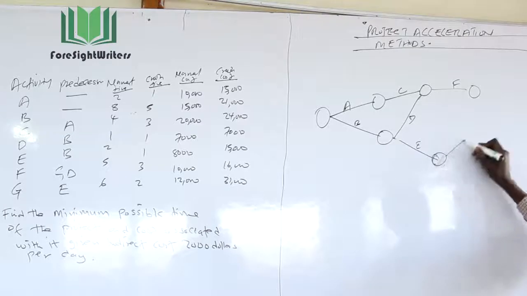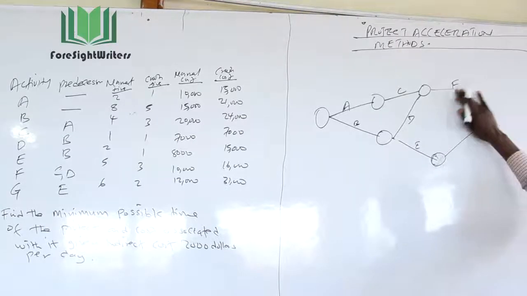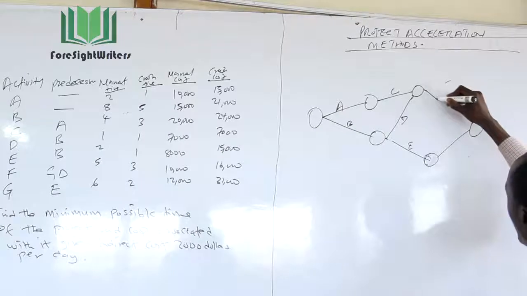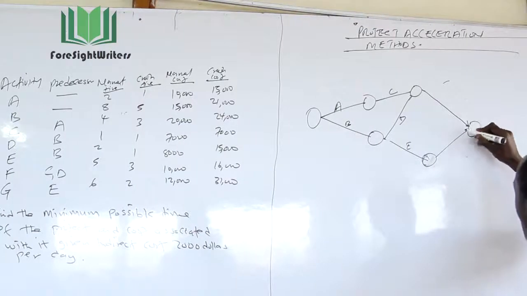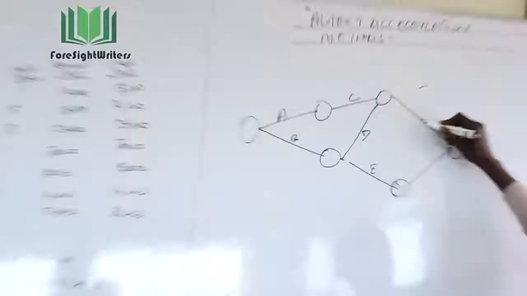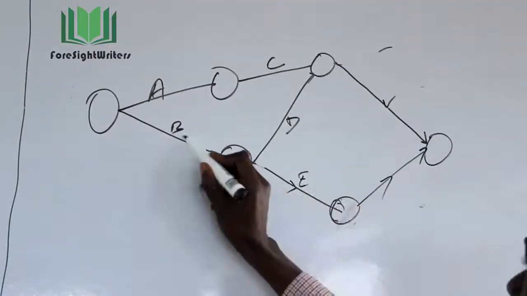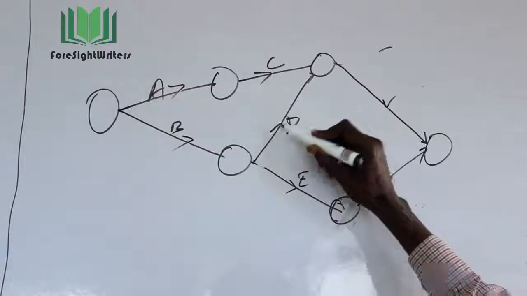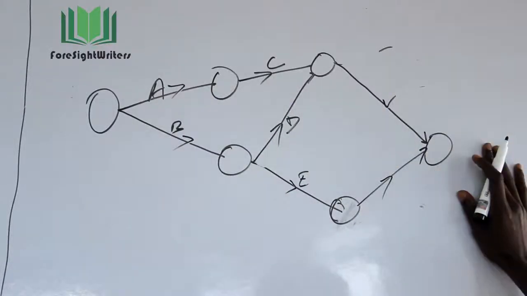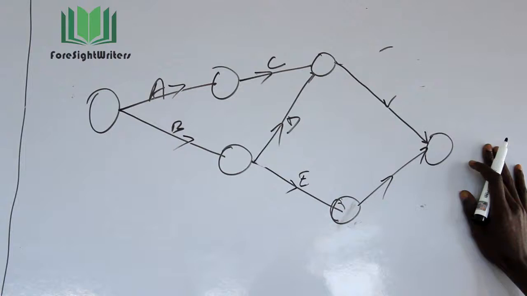So we can assume that their joining point is here, and we bring also F so that it can join here instead of hanging like that, because that is, we are committing a crime. We don't need to commit a crime in drawing network. And therefore, we need to ensure that we obey all the rules of drawing the network. So this is my model. So understanding this model is a prerequisite of doing correct crashing of the project.